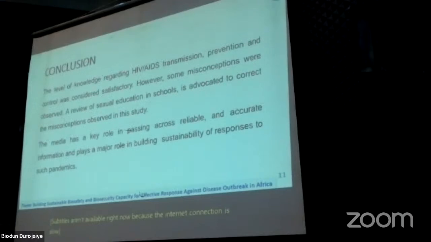In conclusion, social media plays a key role in passing across reliable and accurate information, and this plays a major role in building sustainable responses to such pandemics. Thankfully, after the study was done in 2019, I was able to go back to those schools, and I've seen a lot of improvements. Most of the recommendations were adopted, and even on a larger scale, there's been a lot of implementation nationwide. Thank you very much.